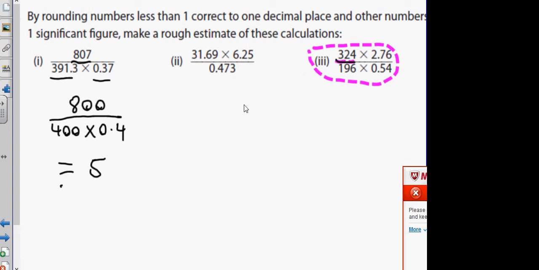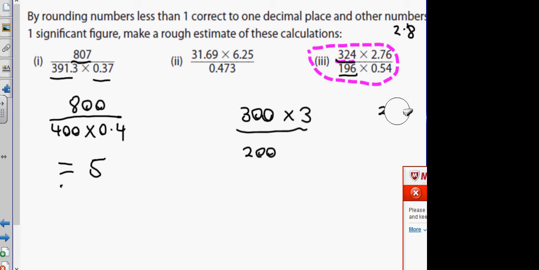So 300. Now 2.76 is bigger than 1. It's currently at 3 significant figures. 2.8 to 2 significant figures, and 3 to 1 significant figure. 300 multiplied by 3. 196 once again is 3 significant figures. It'll be 200 to both 2 and 1 significant figure, so it's 200. 0.54 is a decimal less than 1, therefore we got it converted to 1 decimal place, which would be 0.5.